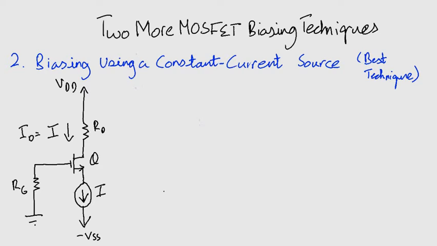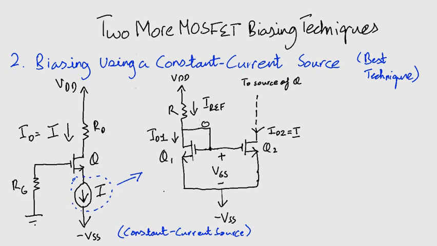To understand how it works, we first have to look deeper into the current source. Take a look at this expanded diagram. This is what the constant current source looks like, the diagram in the middle. To see how it works, let's start from our left, the transistor Q1. Notice that its drain is shorted to its gate, and therefore it is in saturation region. We can write the equation for its current as this equation.